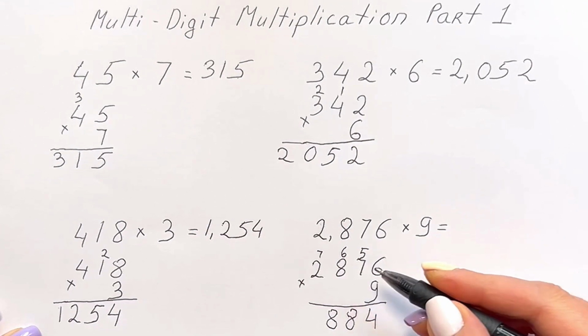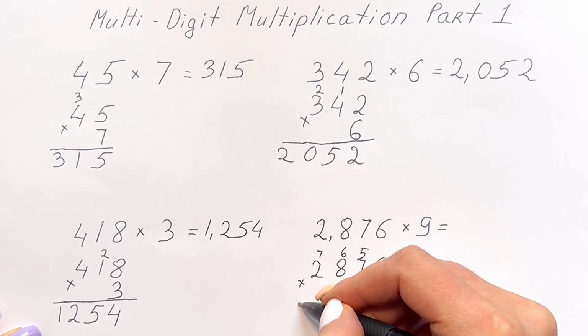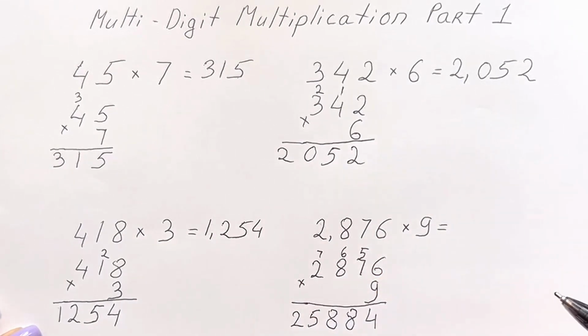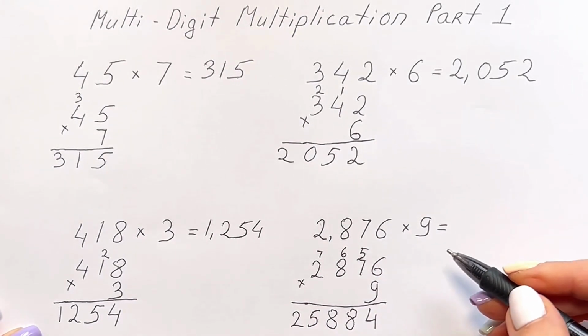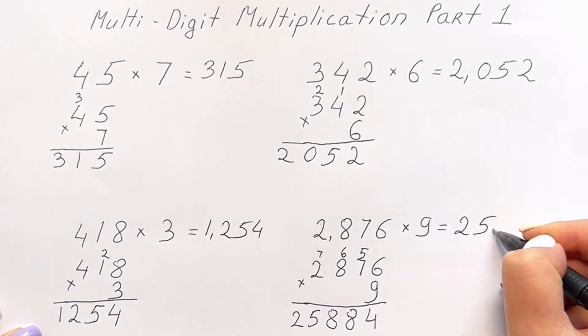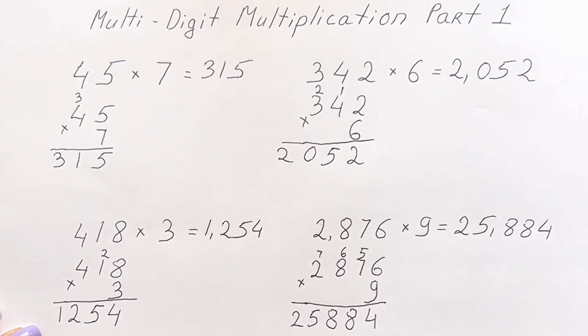9 times 2 is 18. 7 more will be 25. So 2,876 times 9 is equal to 25,884.